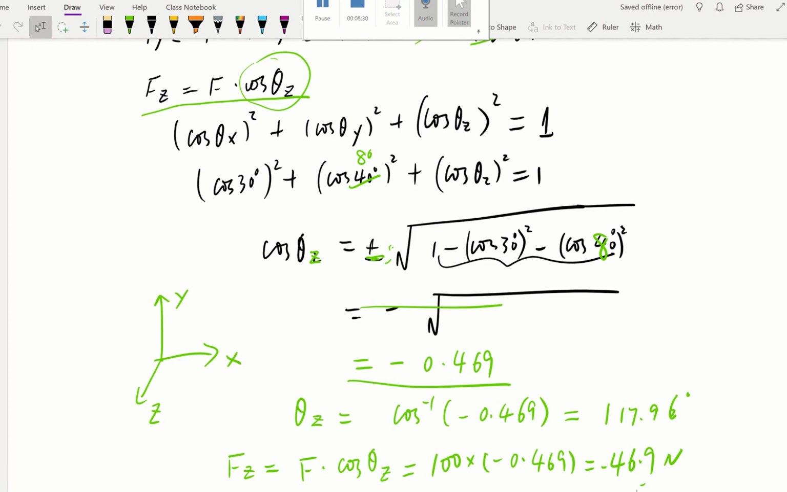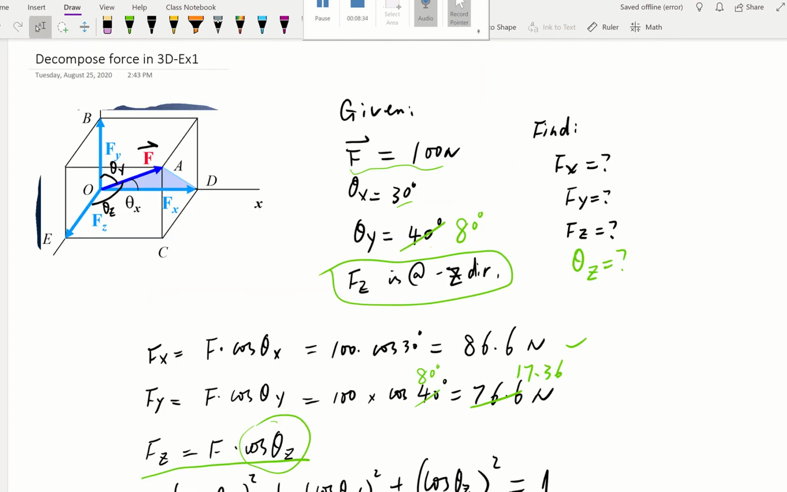Okay, so that's one example of how we decompose a force if we're given a few parameters.